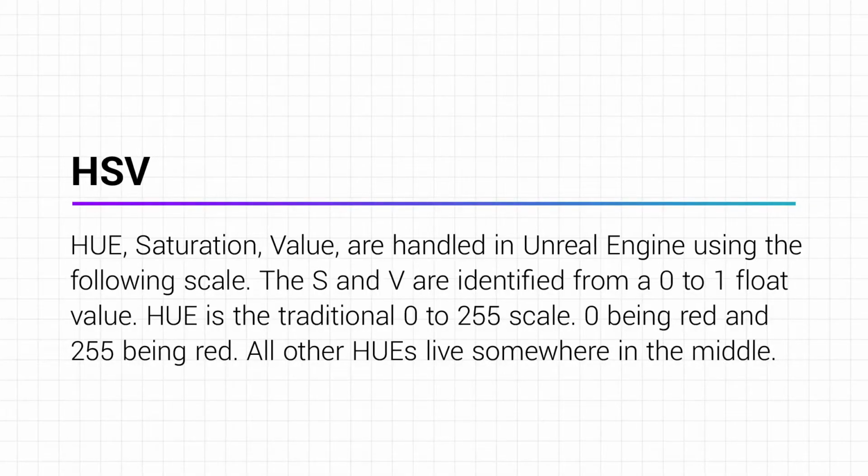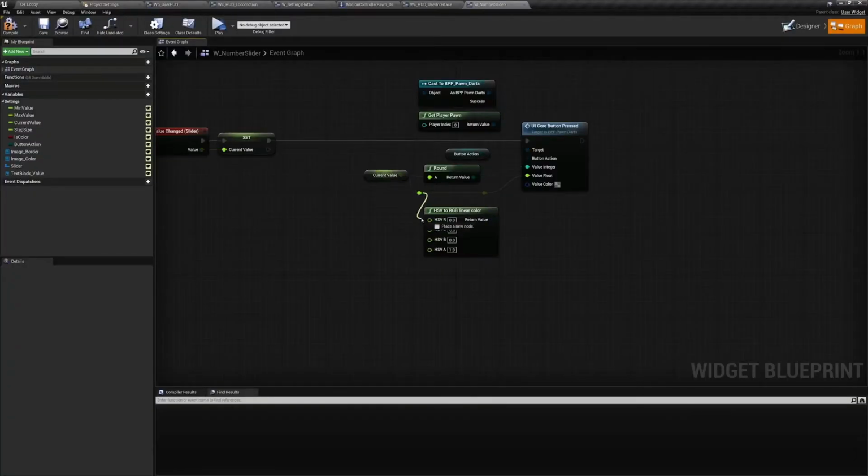HSV, or hue saturation value, are handled in Unreal Engine using the following scale. The S and V are identified from a 0 to 1 float value. Hue is the traditional 0 to 255 scale, 0 being red and 255 being red. All other hues live somewhere in the middle. Plug in the current value into H, set S, V, and A to 1, and plug into the value color.